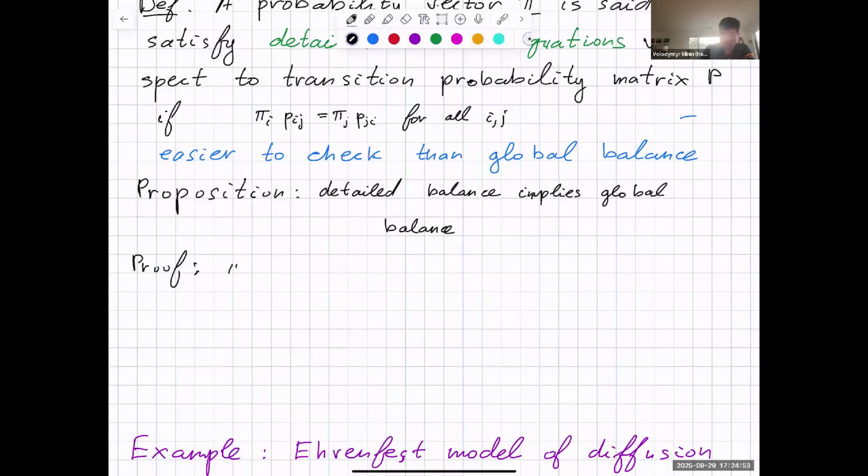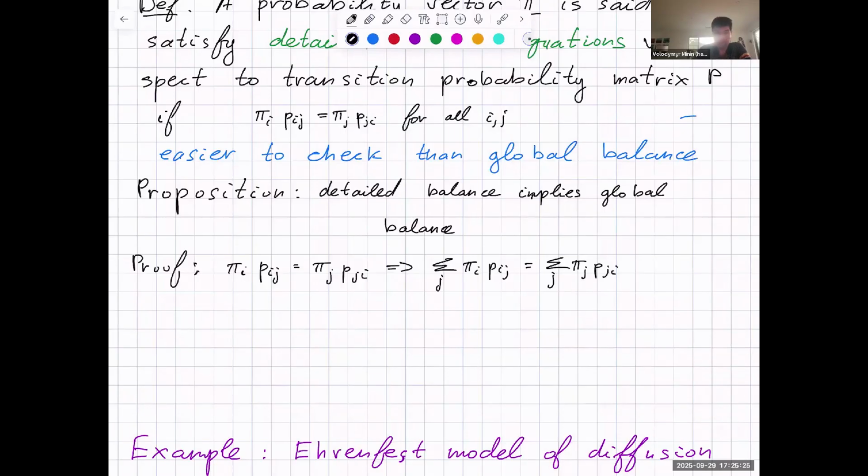And the proof is really one line, or in my writing here, maybe it will be a couple of lines. But if we start with detailed balance and simply sum over either i or j, it doesn't really matter. So here I'm going to sum over j, pi_i p_ij. So I'm applying the summation operation on both sides of the equation. So I have j here, pi_j p_ji. So I didn't do anything interesting yet. I just said let's sum them over j.